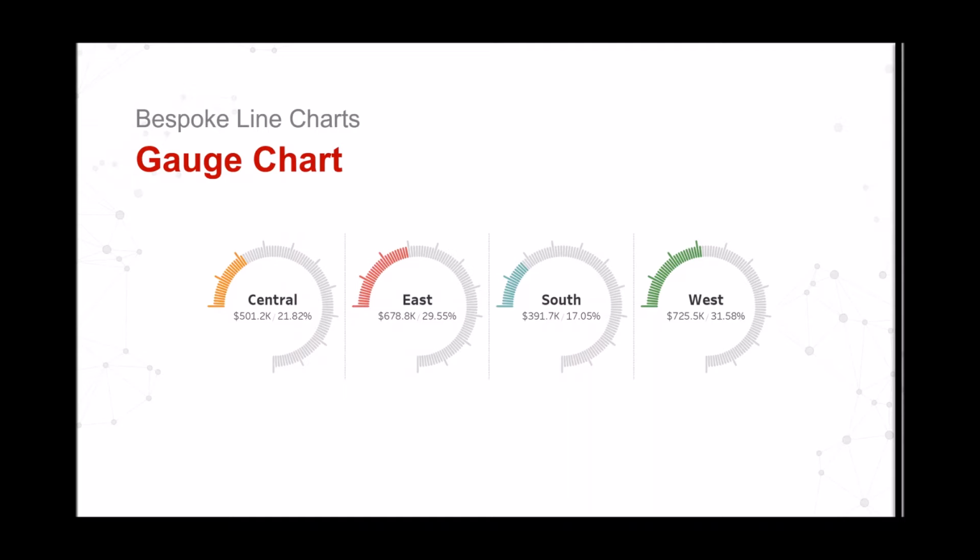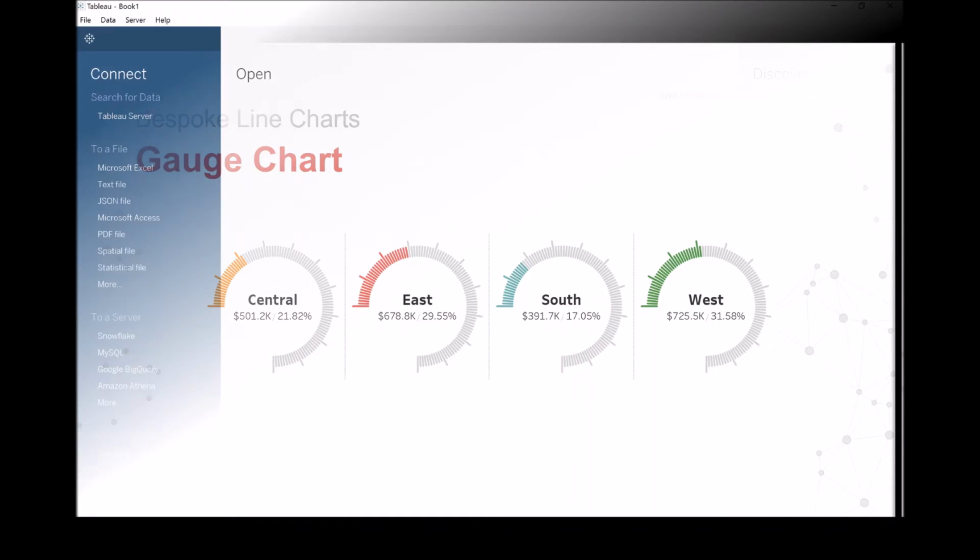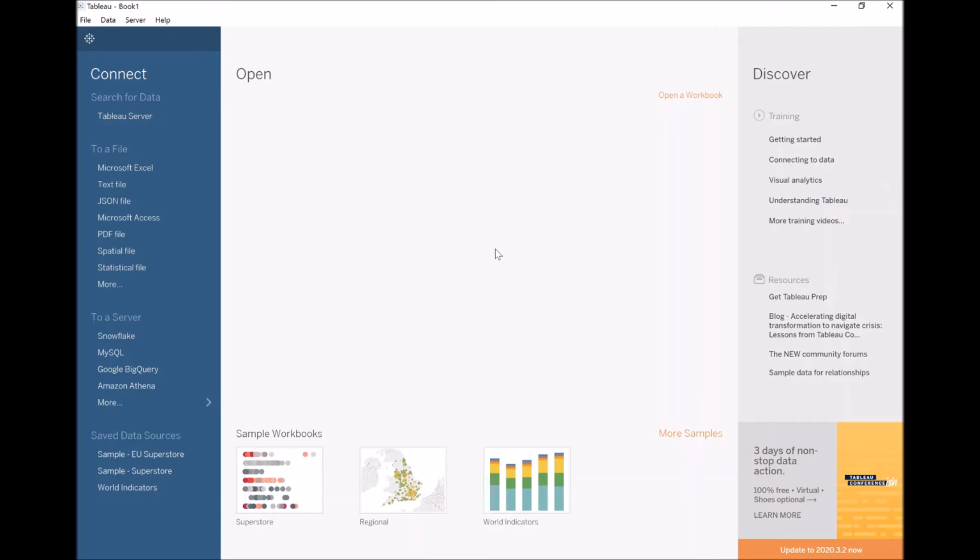If you ever looked at a dashboard where you saw a dial that looks like it comes from a car, a gauge, like a speedometer, this is for you. So let's get started by opening Tableau Desktop. So the first thing we are going to do is load our Sample Superstore data source.